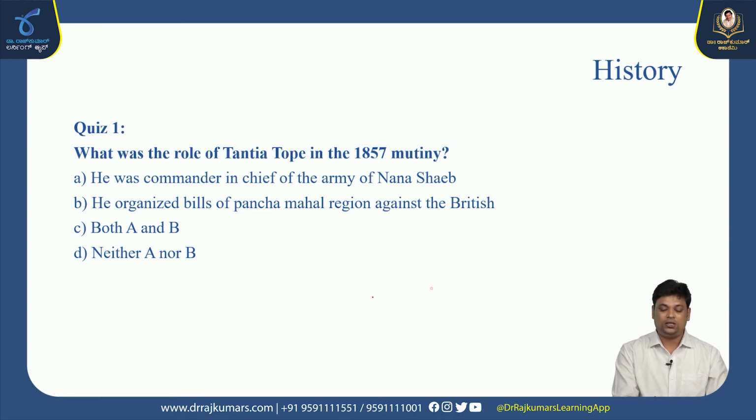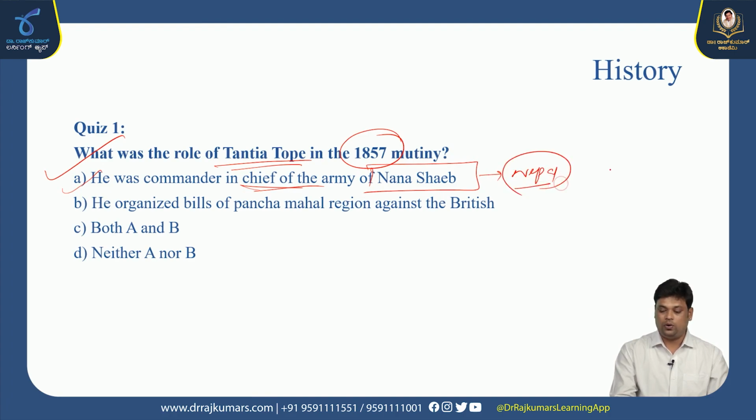Based on this, what was the role of Tantia Tope in the 1857 mutiny? He was the commander-in-chief of the army of Nana Sahib. When Nana Sahib escaped to Nepal, he asked Tantia Tope to go and help Rani Lakshmibai in the war.